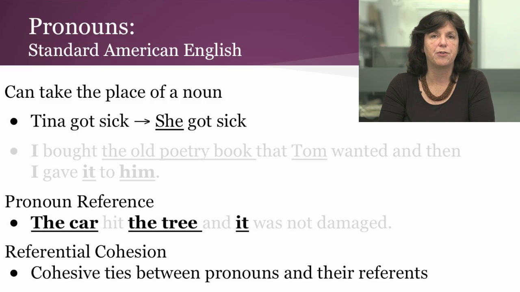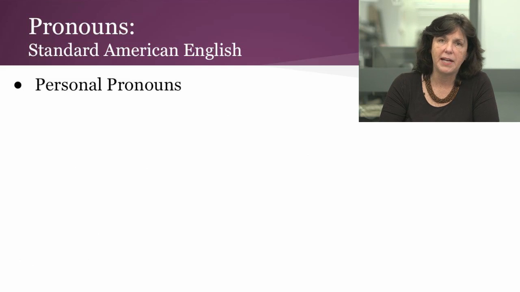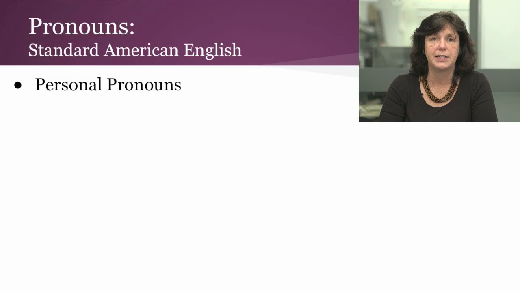Referential cohesion refers to the cohesion ties between pronouns and their reference. So in the context of a narrative, we're looking at whether grammatical elements such as pronouns are being used to introduce, distinguish, and maintain reference to characters or objects in a story. There are many varieties of pronouns. Personal pronouns represent persons or entities.